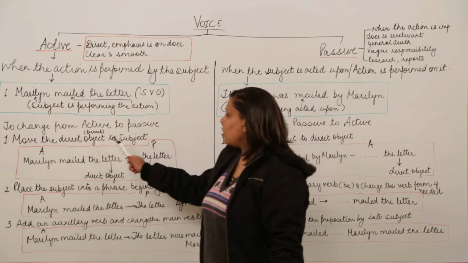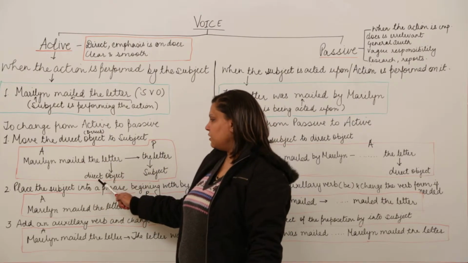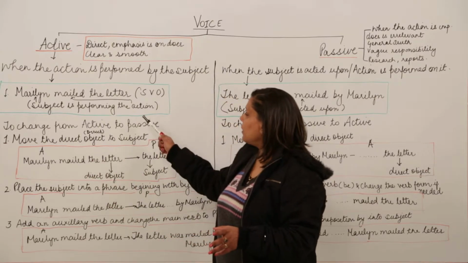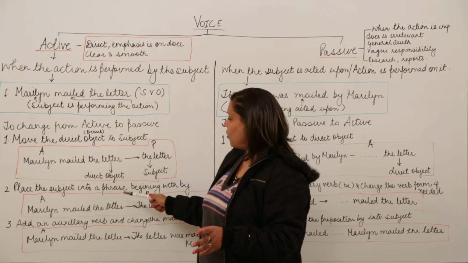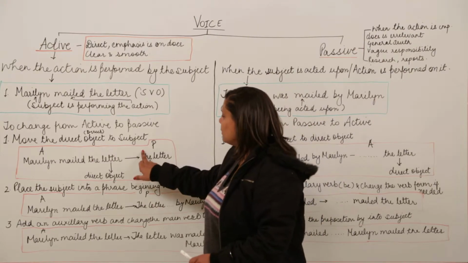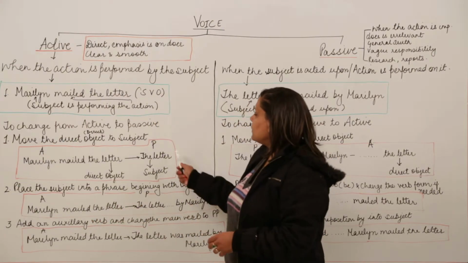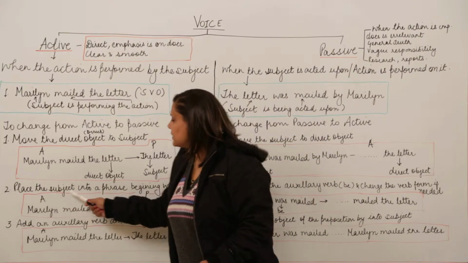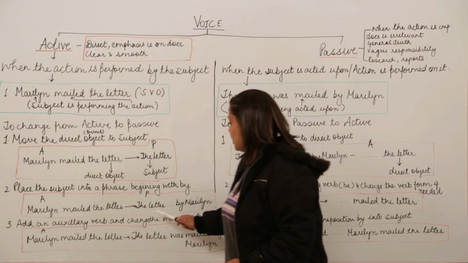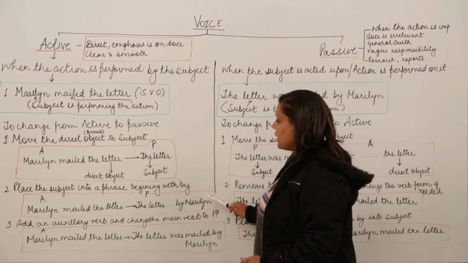First, move the direct object to the subject. Here in the same example, Marilyn mailed the letter, the letter is the direct object. The direct object is the one nearer to the verb, on which the action is directly being performed. So the letter becomes the subject. We start with the letter and make it capital because it is the beginning of the sentence. This is the first part of the passive sentence. Next, place the subject into a phrase beginning with by. The subject is Marilyn, so it will be by Marilyn. Now we have the letter, by Marilyn.